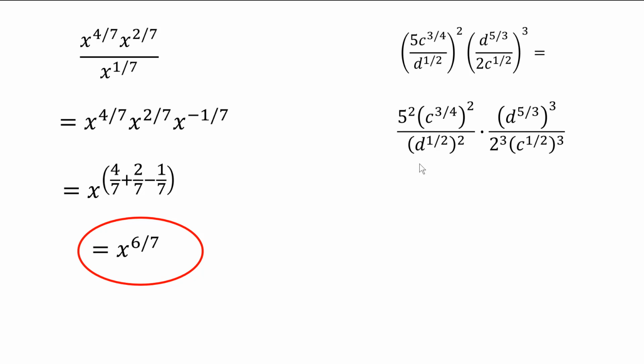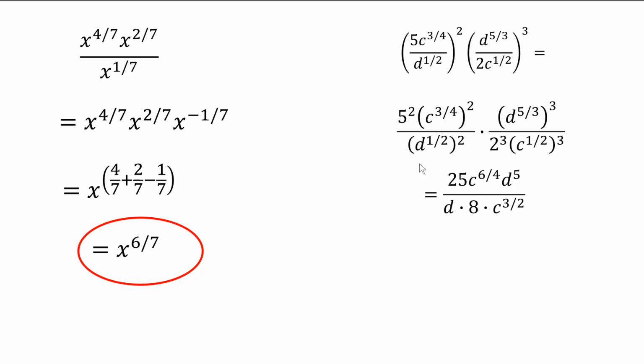All right, so when you raise a power to another power, you multiply. Don't multiply 5 times 2. It's 5 squared, which is 25. So 25 c to the 6/4 d to the 5th, because when you multiply 5/3 by 3, you get 5. And then in the denominator, you've got d to the 1/2 times 2, which is just d to the 1. Then you've got 2 cubed, which is 8. And then you've got c to the 1/2 raised to the 3rd, which is c to the 3/2.